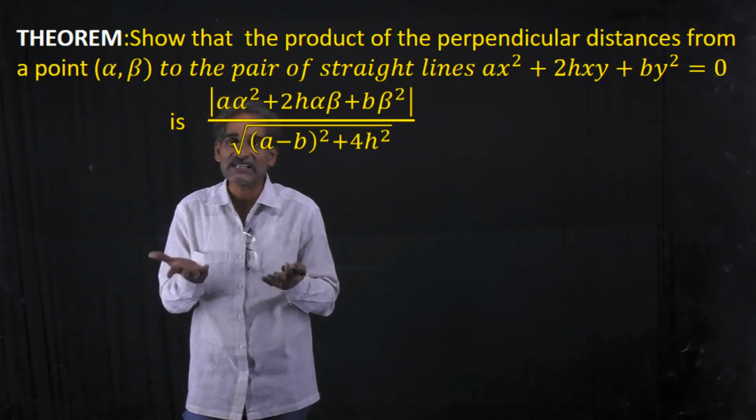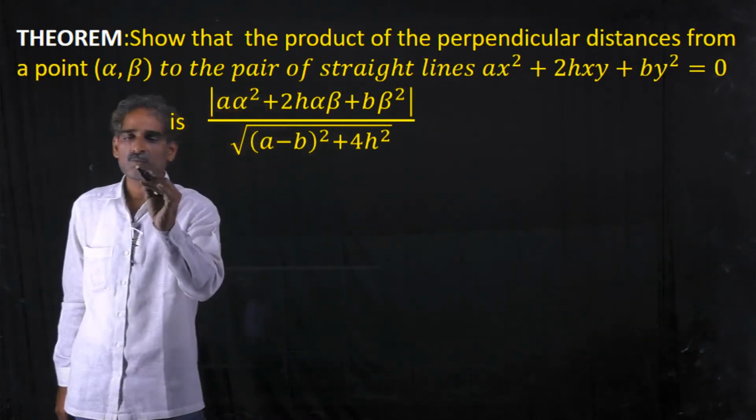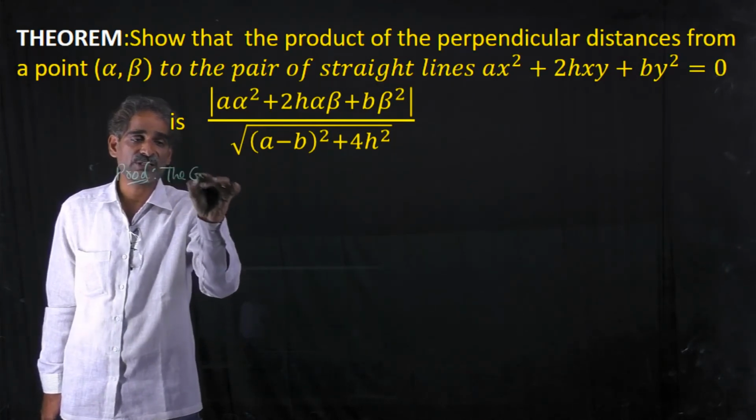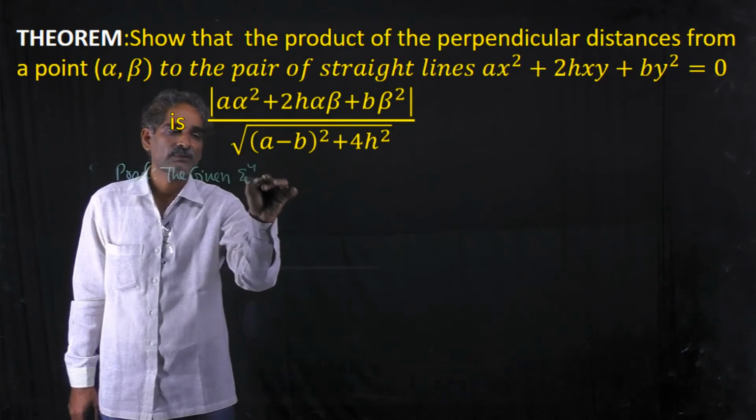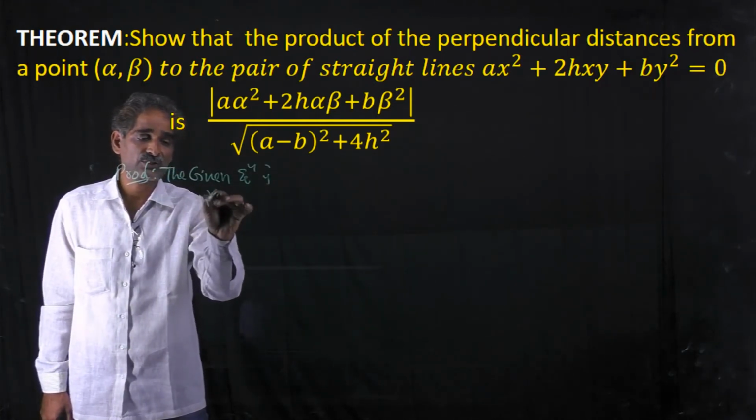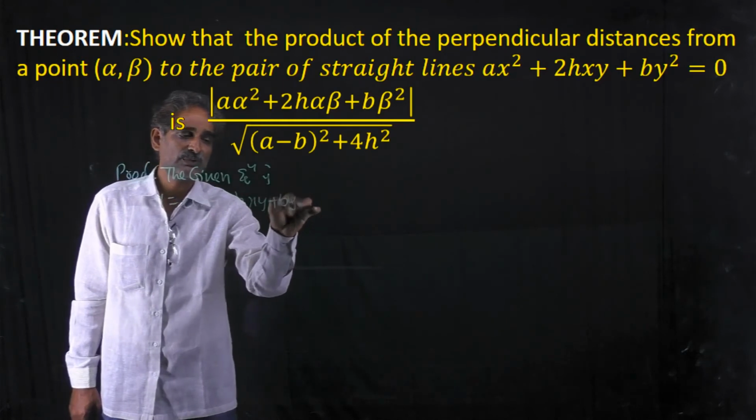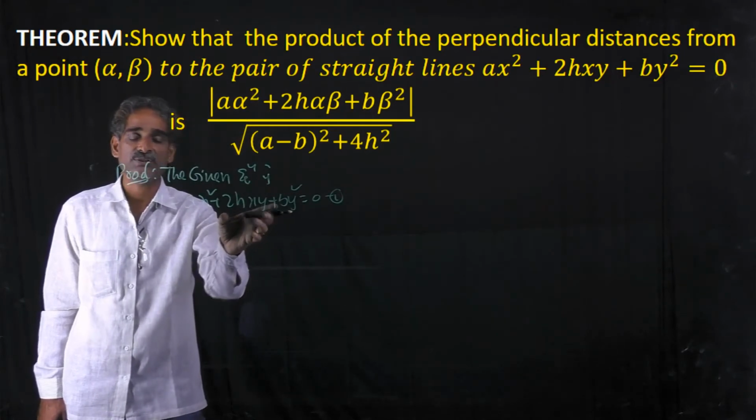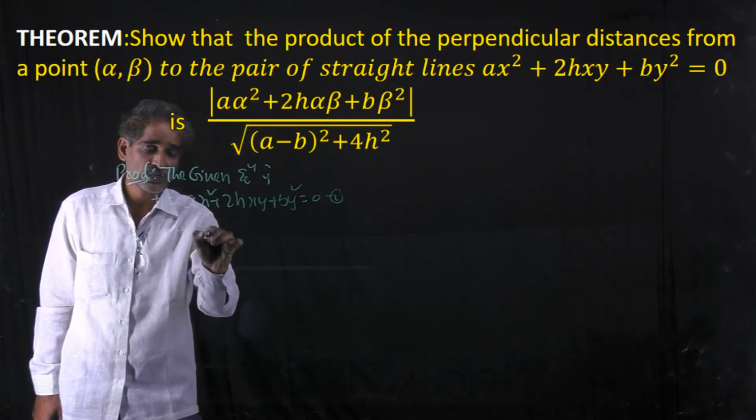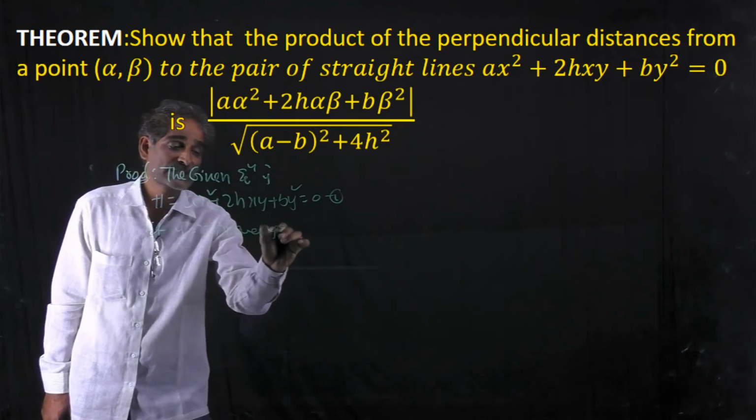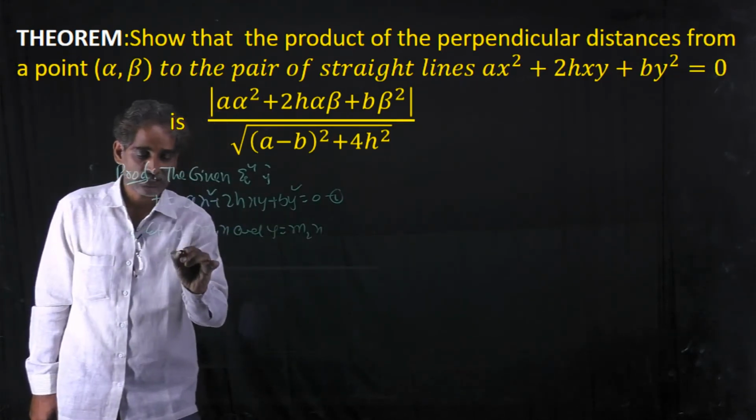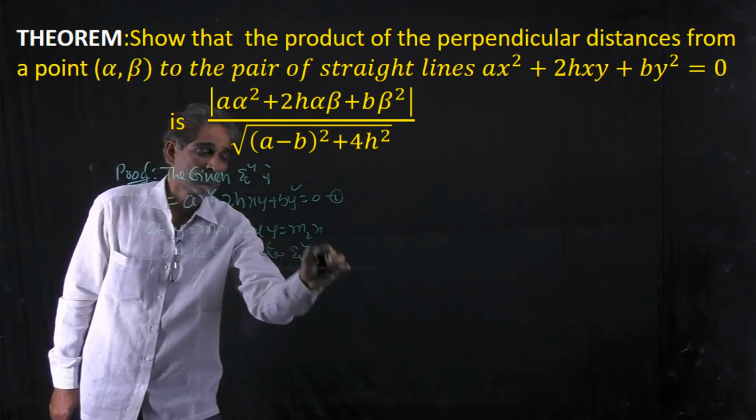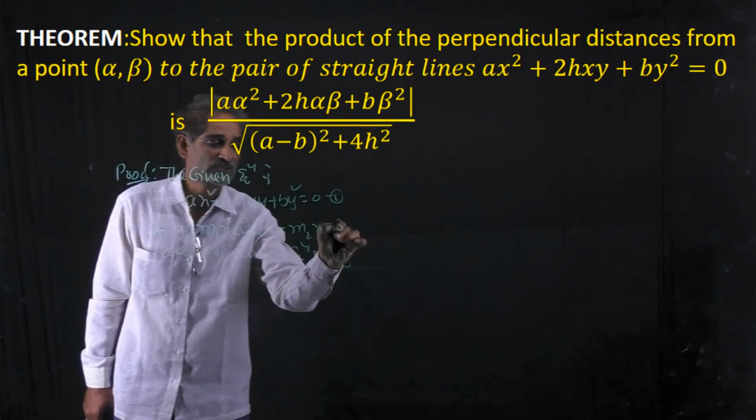First of all, assume two lines. Okay, first of all, the proof. What is the given equation? The given equation is ax² + 2hxy + by² = 0. Let it be 1. So assume separate equations in place of this. Let y = m1x and y = m2x be the separate equations of 1. Let them be 2 and 3.